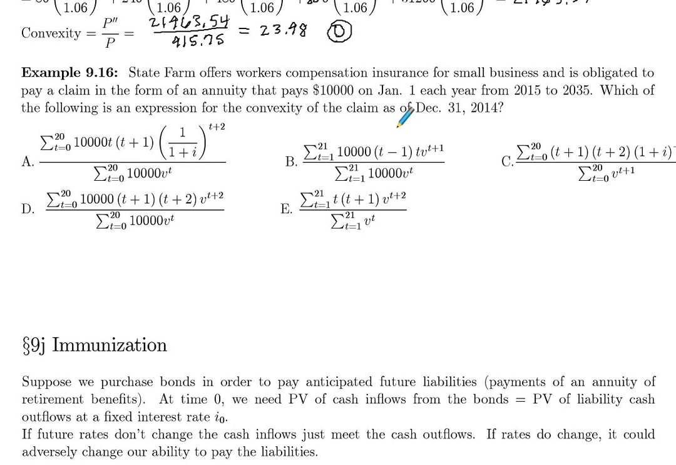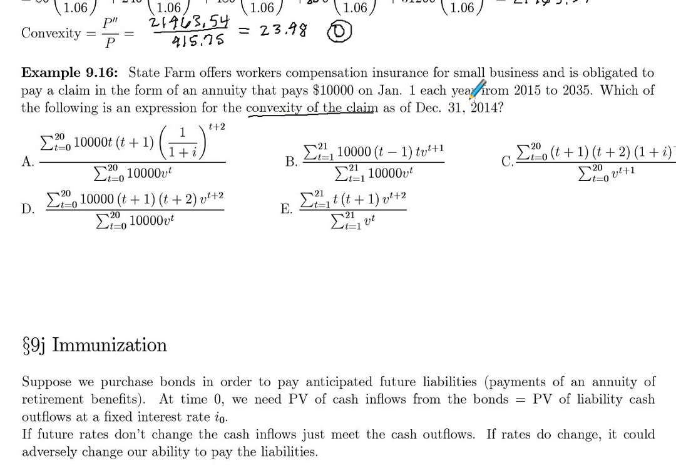So symbolic answers here. State Farm actually offers workers' compensation insurance for small businesses. Let's say that they're obligated to pay in the form of an annuity a claim that pays $10,000 on January 1 each year from 2015 to 2035. Which of the following would be an expression for the convexity of the claim as of December 31st, 2014?